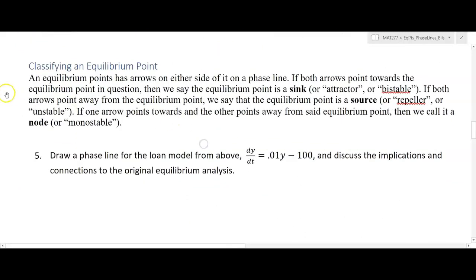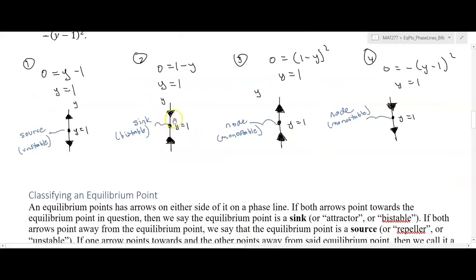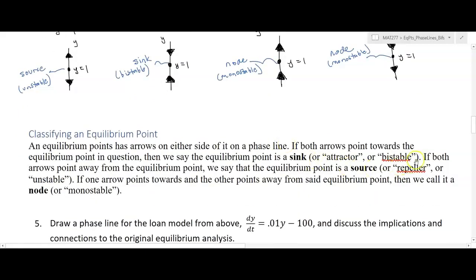Now, we just described classifying an equilibrium point, and we could classify them as a sink. Depending on what discipline you're in, sometimes people use the word attractor, right? Because this is sort of attracting, it's like sucking all the solutions into it. Or bistable. If both arrows point away from the equilibrium point, we say that the equilibrium point is a source, and that was this situation here. Or repeller, you could sort of think about it as magnets with like poles. They're going to repel each other.